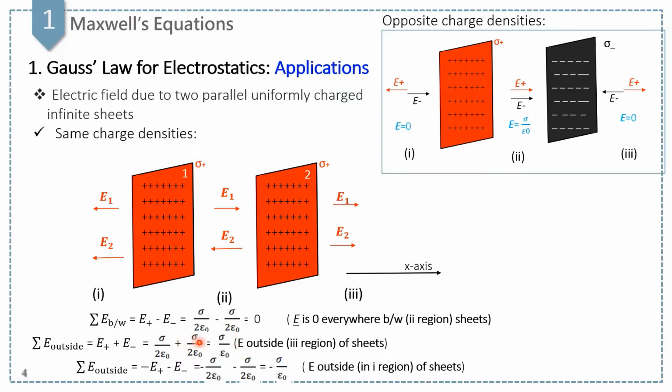For the electric field in region 3, where the electric fields from both sheets point to the right, adding up both, we get sigma over epsilon naught. And the electric field in region 1 has the same magnitude but points in the negative x direction. So when we add up both, we get minus sigma over epsilon naught. This means that there is no electric field between the sheets, but there exists an electric field outside of the sheets.